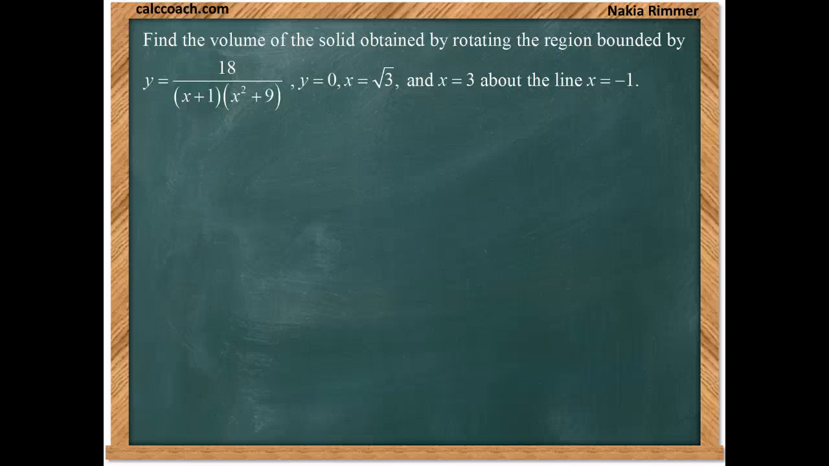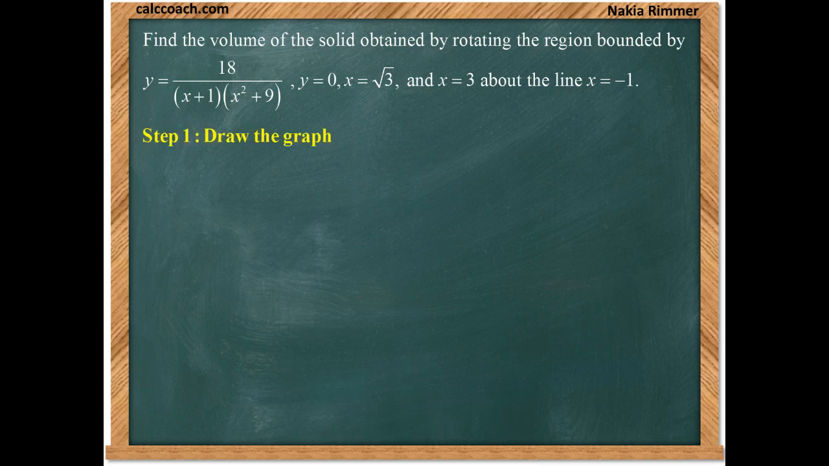Find the volume of the solid obtained by rotating the region bounded by y equals 18 over (x plus 1) times (x squared plus 9), y equals 0, x equals root 3, and x equals 3. This will be rotated about the line x equals -1.